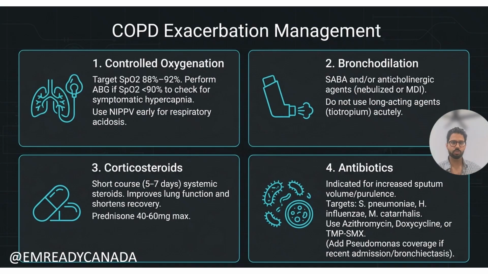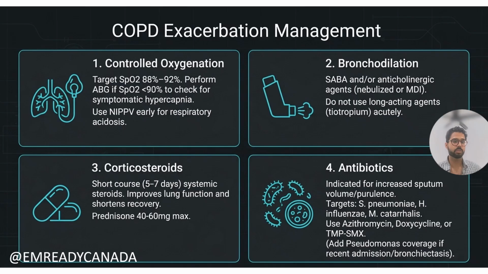So here's the fourfold management of COPD exacerbations. One, first and foremost, we need to control saturation. So O2 sats need to be controlled. What's our target? Remember, 88 to 92%. Not looking for 94. We're not looking for what we consider normal SpO2. We're looking at 88 to 92% as our target SpO2.